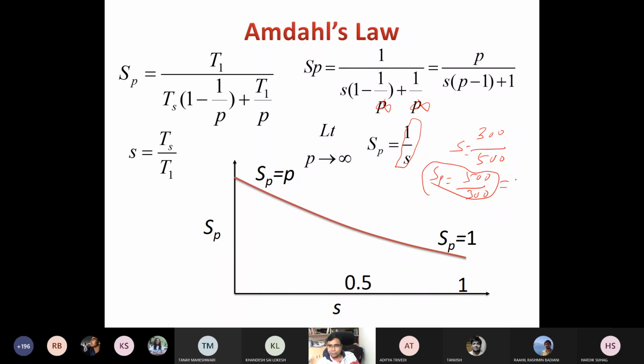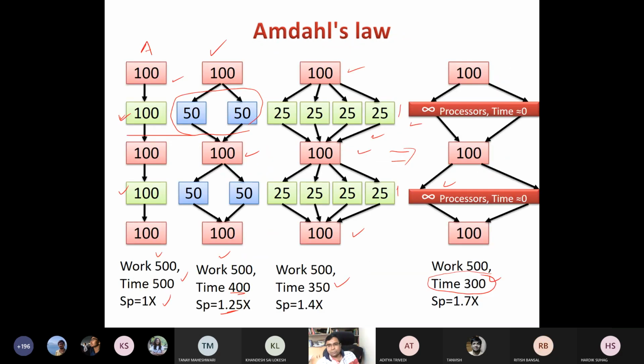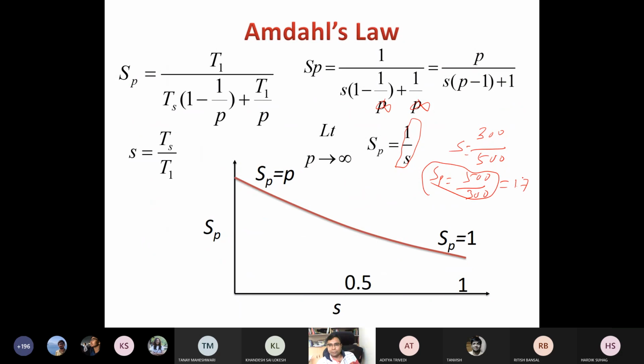So in this case, this will be 1.7. What are the examples? 1.7. So it will be limited by 1.7. You cannot go beyond that because speed up is limited by the serial fractions. So if your program has more serial fractions, then you cannot parallelize and you cannot get better speed up. If applications have a very small serial fraction, suppose 2% or 1%, then you can get a very good speed up.